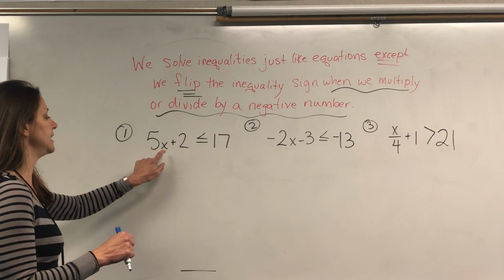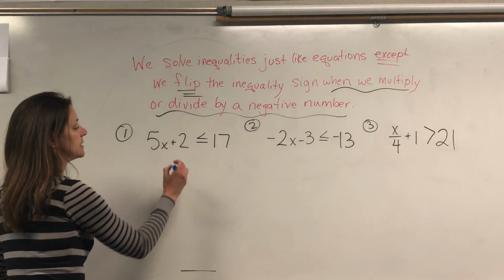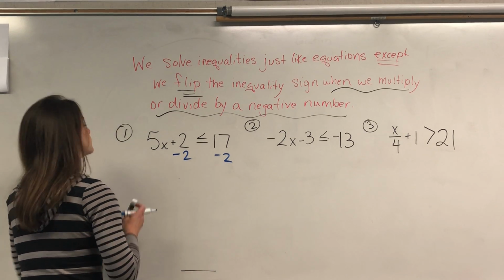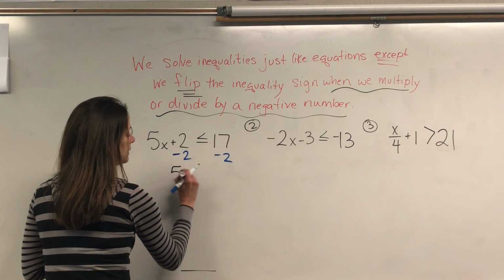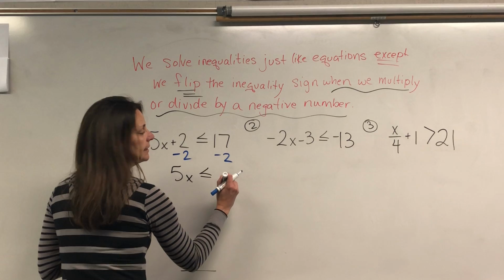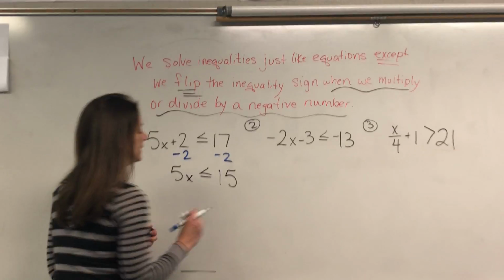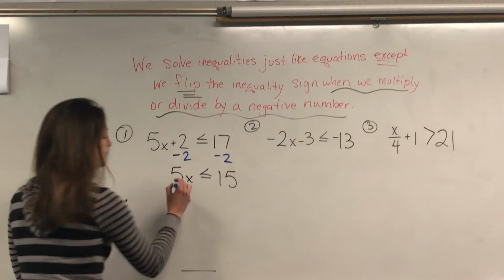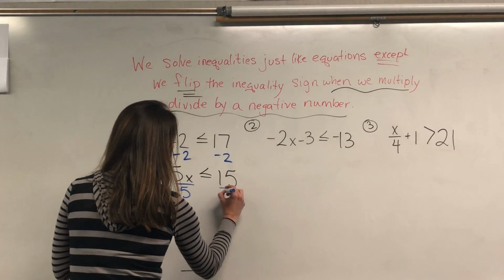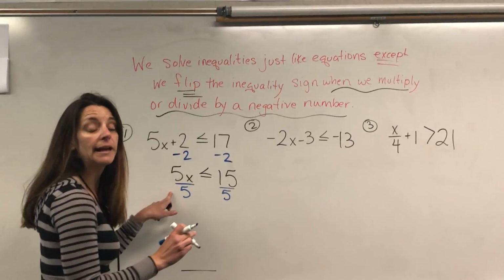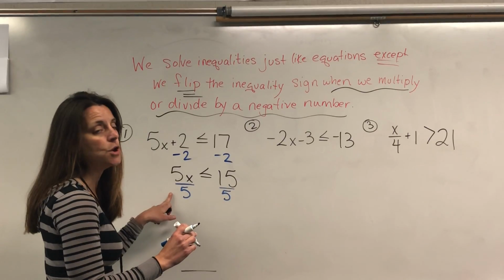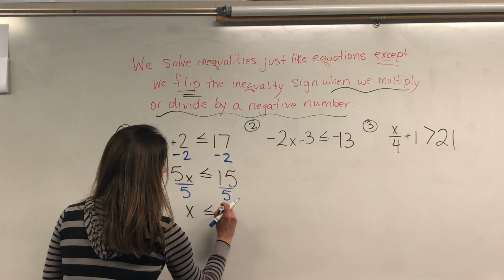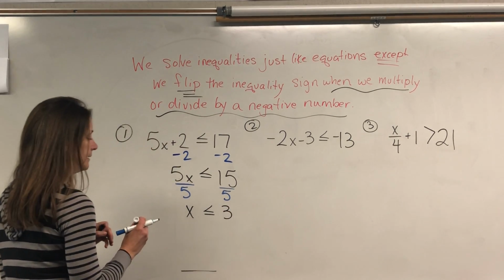Right? I gotta isolate the x, so the first thing I'm gonna do is subtract 2 from both sides. And that leaves me 5x is less than or equal to 15. Now what do I do to get the x by itself? Divide by 5. Now, am I multiplying or dividing by a negative number? Nope. So the sign stays the same. So that would be x is less than or equal to 3.